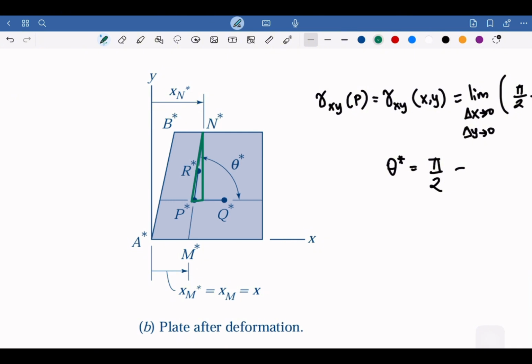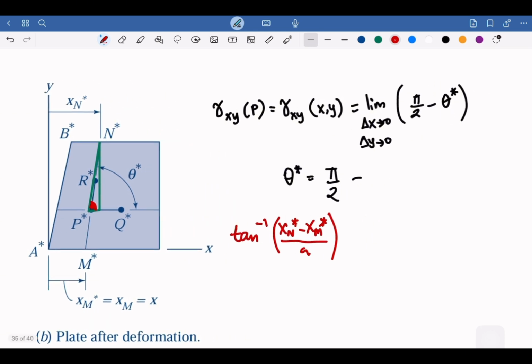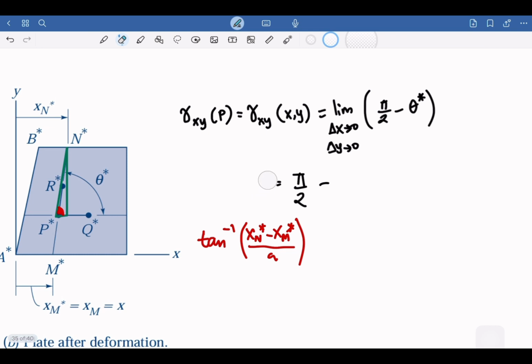Okay, that's this triangle, right? And the angle that we want to follow is basically, we can simply write as the tangent inverse of xn minus xm over A. So we can write this within this calculation here.